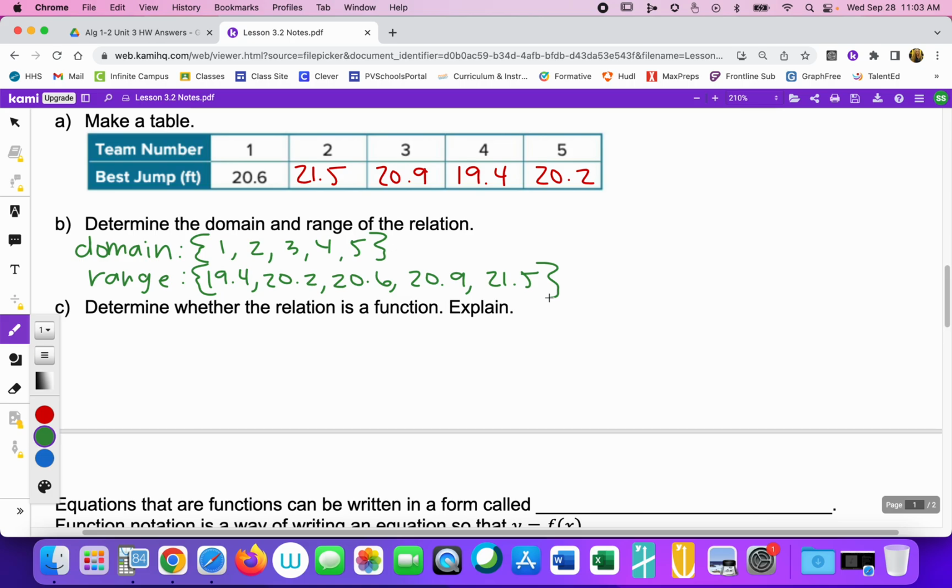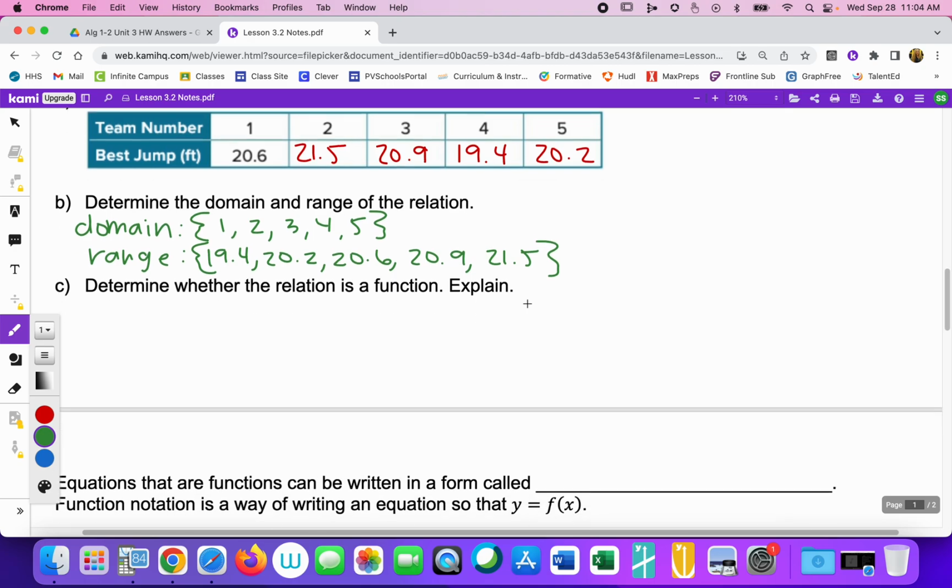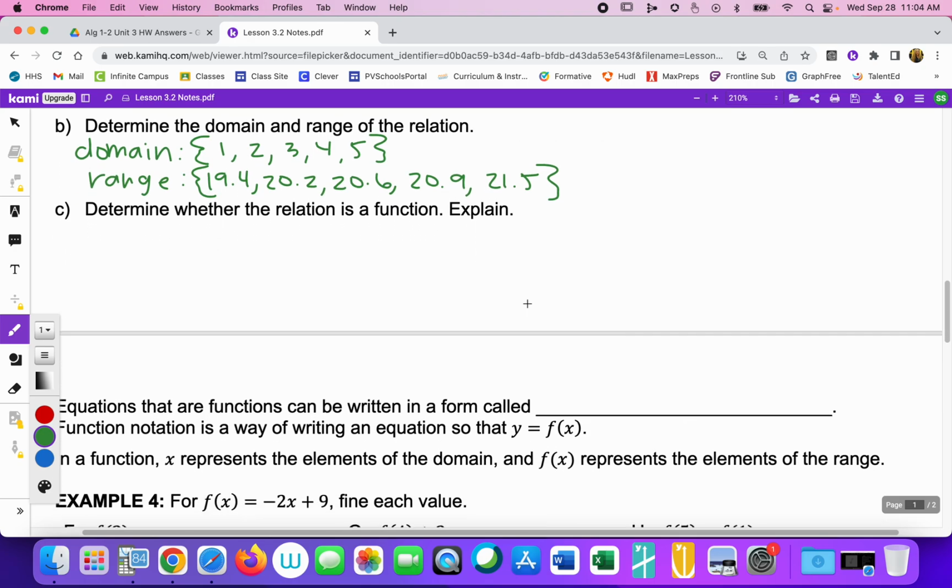Now we're going to determine whether the relation is a function, and we're going to explain. What do you think? Yeah, it is a function, if the name does not repeat. Team number 1 didn't have 2 best jumps. They only have 1. Same thing with team number 2, team number 3, team number 4, and team number 5. So just like we explained the last one, we would say, yes, it's a function.